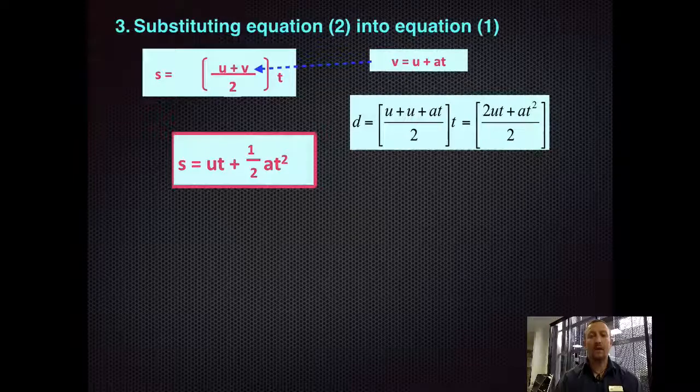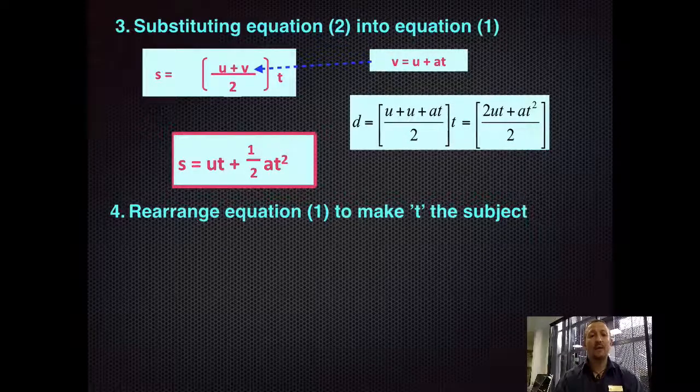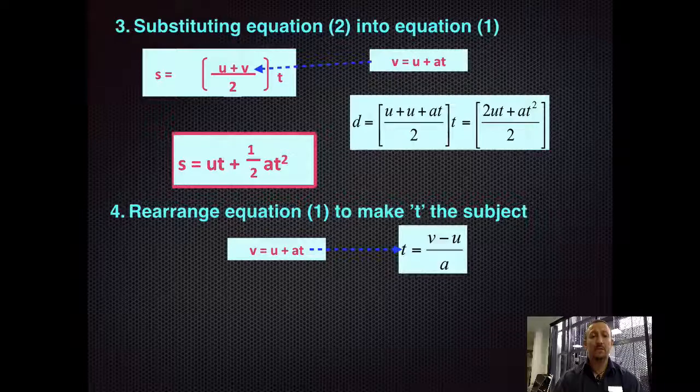So to recap, we've got the trapezium rule, which is equation 1. We've got an arrangement of the acceleration algorithm. Remember, acceleration came from the gradient of a velocity time graph. We've substituted those two equations together to get a third equation. Now, this third equation has a incorporated into it. So we've got four variables which we are looking at: s, u, t and a. Okay, so now what we can do is rearrange equation 1 to make t the subject. So let's take equation 1 and rearrange it. Actually, this is equation 2, apologies there.